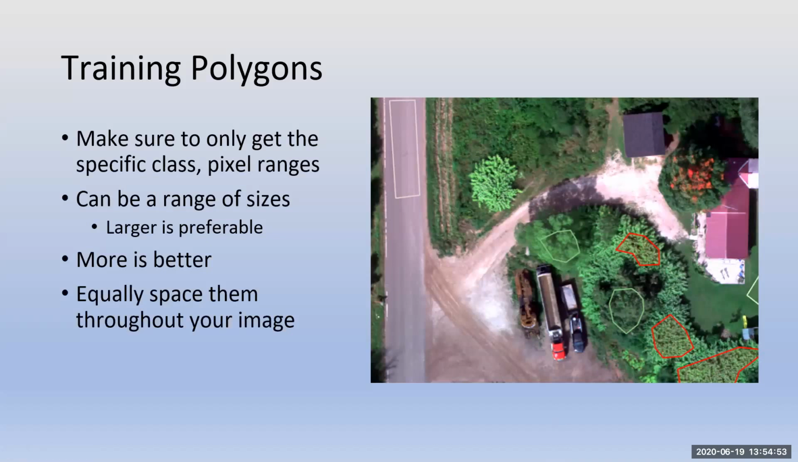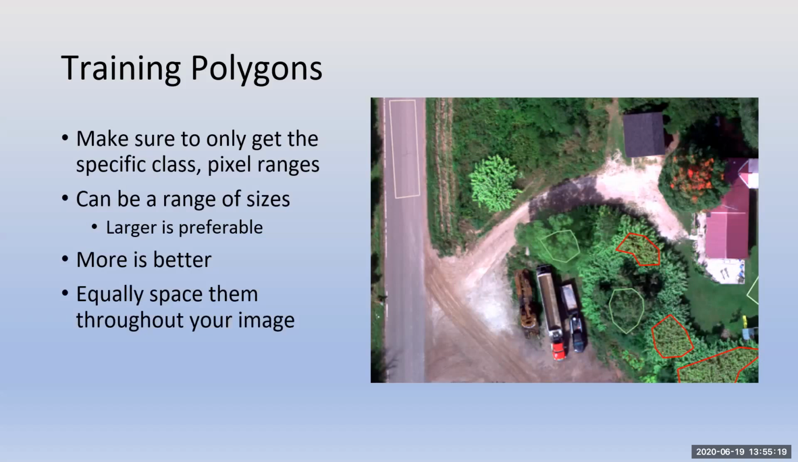So we have, I think, like nine or 10 different classes. For each class, you need a minimum of at least 5 polygons throughout your entire image that you're trying to classify, to determine what classes are in there. And you want to equally space those out throughout your whole image.